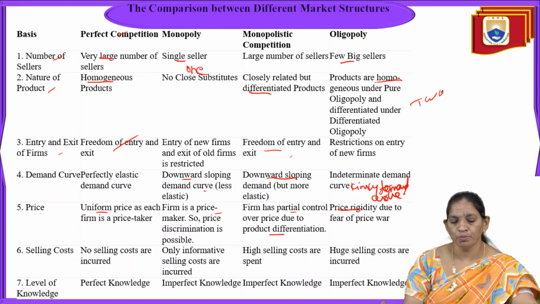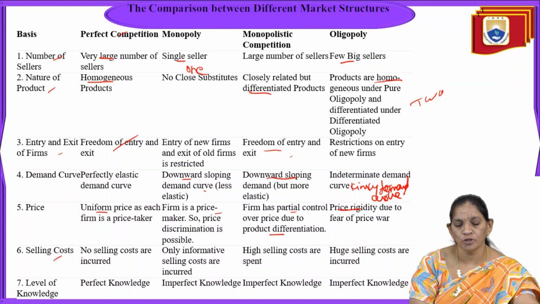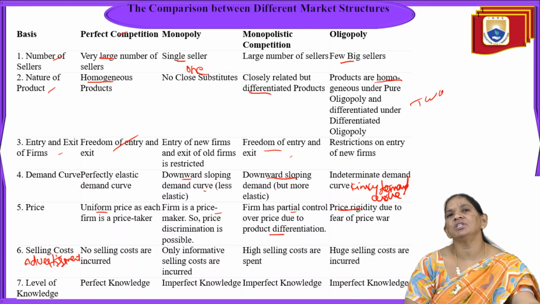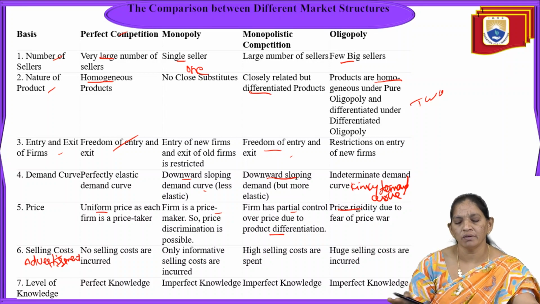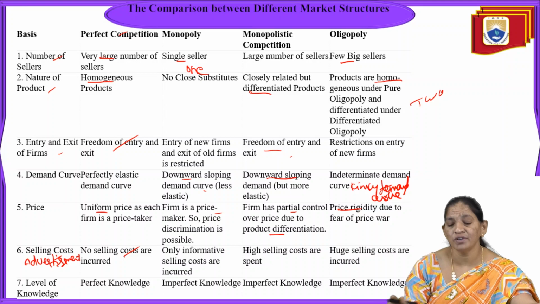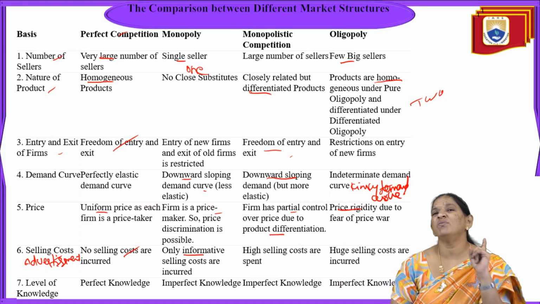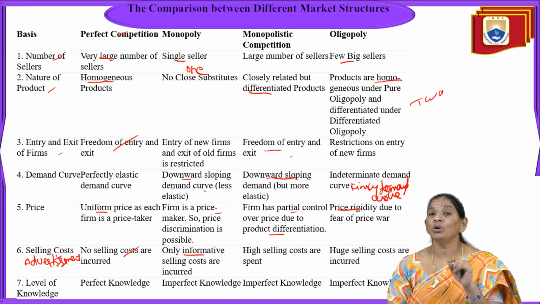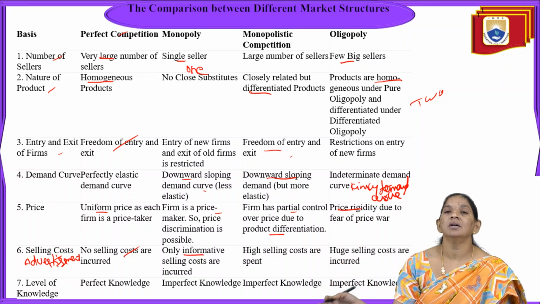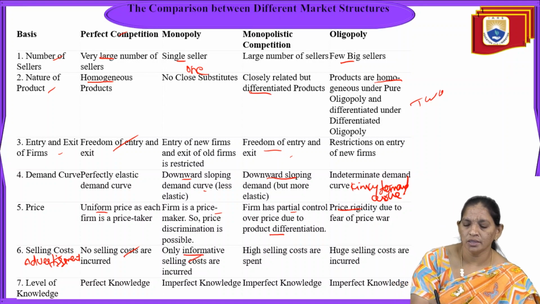So another type of comparison comes under the selling cost. Selling cost here means advertisement cost. In perfect competition, where there are a number of buyers and sellers, no advertisement cost or selling cost will prevail. In monopoly, there is only selling cost for informative purposes. Already one product will be there, but in order to give information to the consumer that a certain product is available in the market, this selling cost will be there.